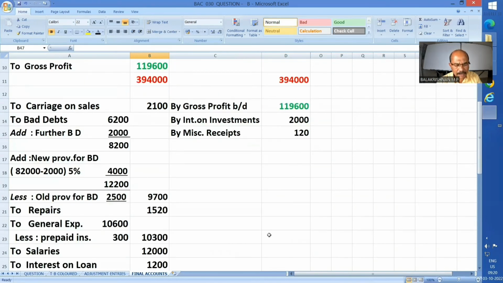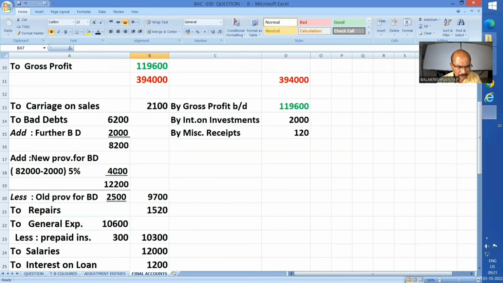Now, the remaining nominal accounts, which are shown in red colors, each one you pick up and show here. However, I prefer to once again mention the adjustments. Bad debt 6,200 is given in the trial balance. Further bad debt, they told you 2,000, add to that. And again, you add the provision. Provision for bad debts also will be clubbed with bad debts.